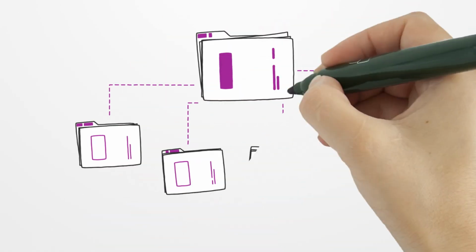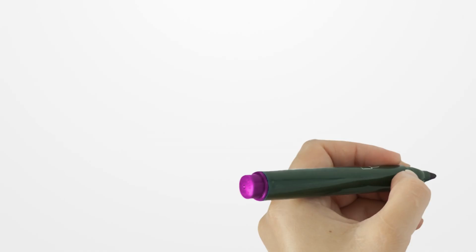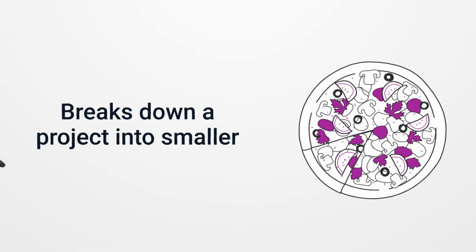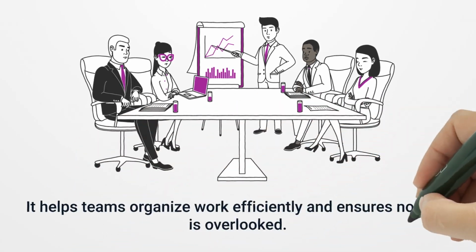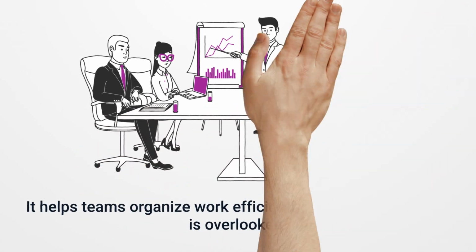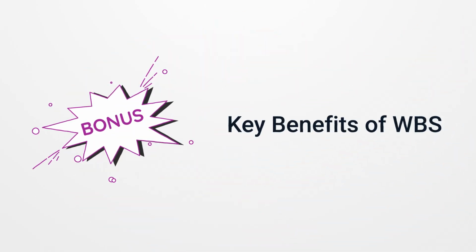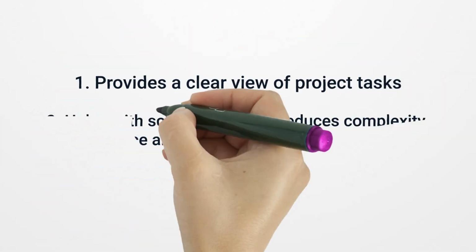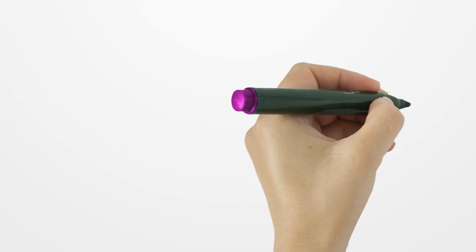3. Creating a work breakdown structure, WBS. A work breakdown structure, WBS, breaks down a project into smaller, manageable tasks. It helps teams organize work efficiently and ensures nothing is overlooked. Key benefits of WBS: provides a clear view of project tasks, helps with scheduling and resource allocation, reduces complexity by dividing tasks into smaller parts.